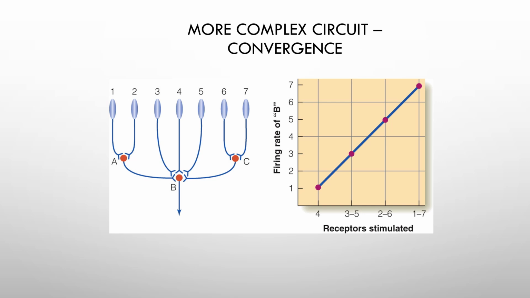I pull that light out into a bar so that the light is hitting cells 3 through 5, and now bipolar cell B is going to start firing at a rate of 3 as I'm getting more information. Since all of these have excitatory connections with bipolar cell B, the farther I pull that out to hit 1 through 7, now I'm going to fire at a rate of 7, right? Because they're all giving me that excitatory information.